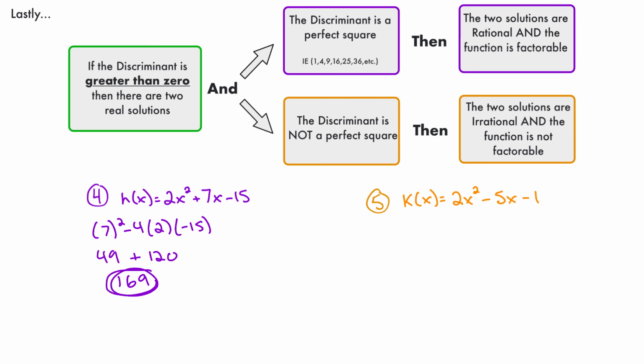And I don't know if you know this, 169 is the square of 13. Therefore, there will be 2 rational solutions. Forgot my therefore symbol. And the problem is factorable.